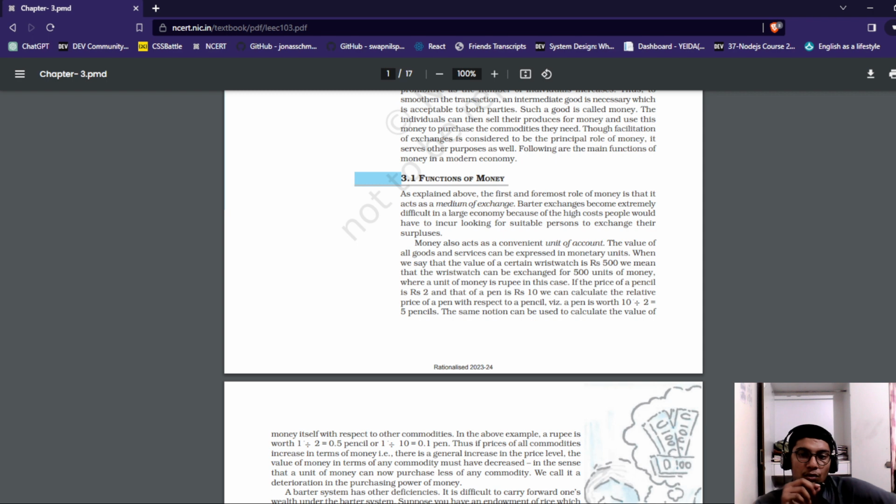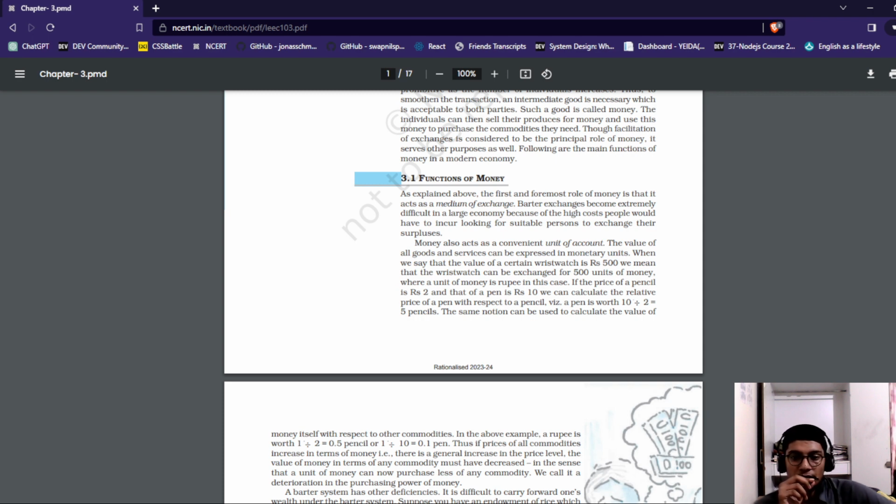Money also acts as a convenient unit of account. The value of goods and services can be expressed in a monetary unit. When we say that the value of a certain wristwatch is rupees 500, we mean that the wristwatch can be exchanged for 500 rupees of money, where the unit of money is the rupee. If the price of a pencil is rupees 2 and that of a pen is rupees 10, we can calculate the relative price of the pen with respect to the pencil as worth 5 pencils.